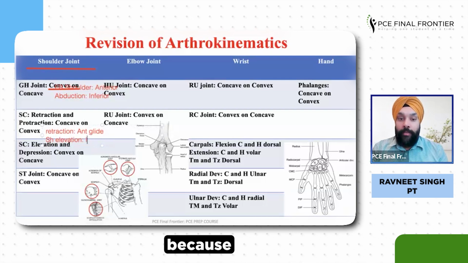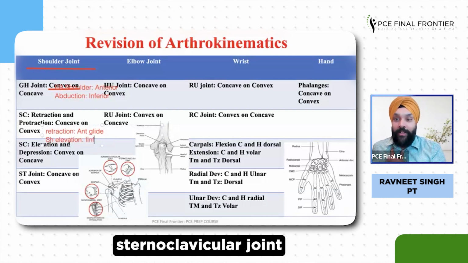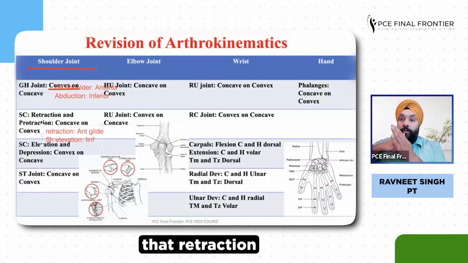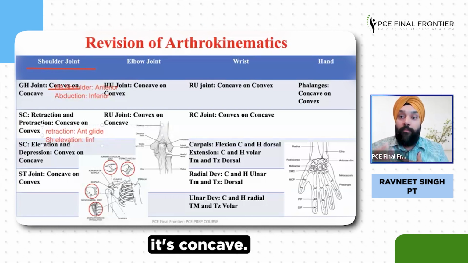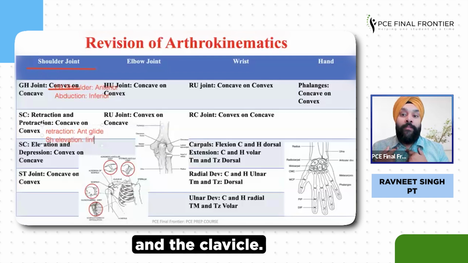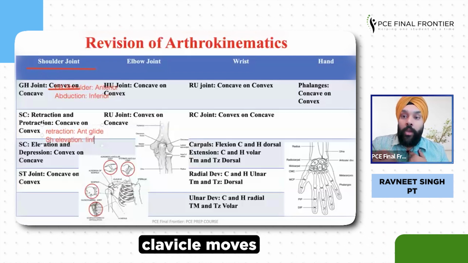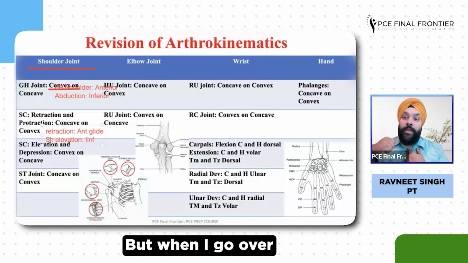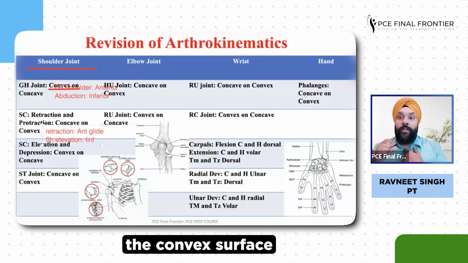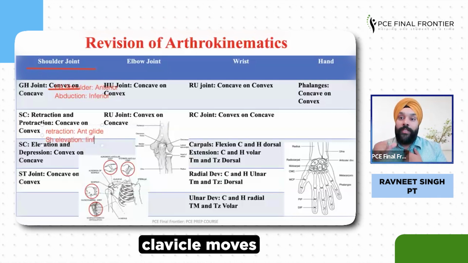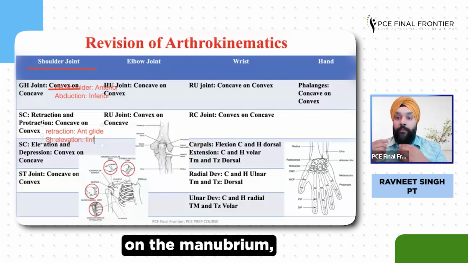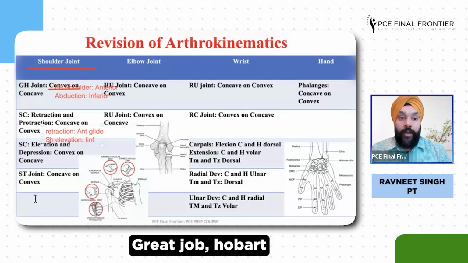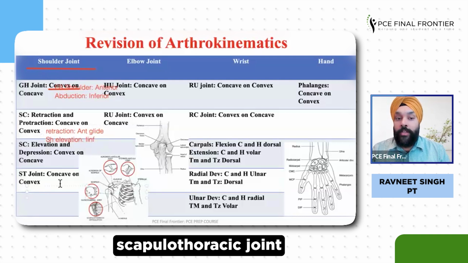Very good. Because sternoclavicular joint is a saddle joint. When we go with retraction and protraction, it's concave moving on convex at the sternum and the clavicle. The clavicle moves on the sternum, concave surface over the convex. But when I go with elevation and depression, the convex surface of the clavicle moves on the manubrium, which means we're talking about opposite direction. Great job. How about scapulothoracic joint?